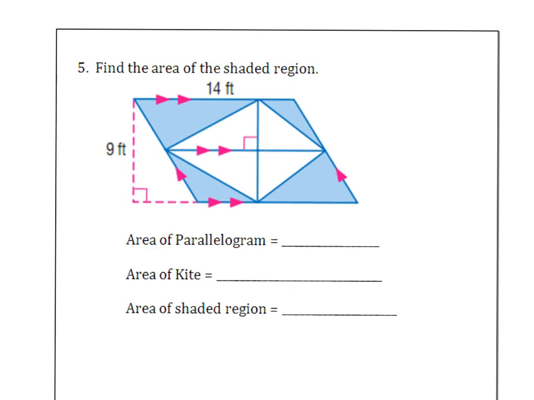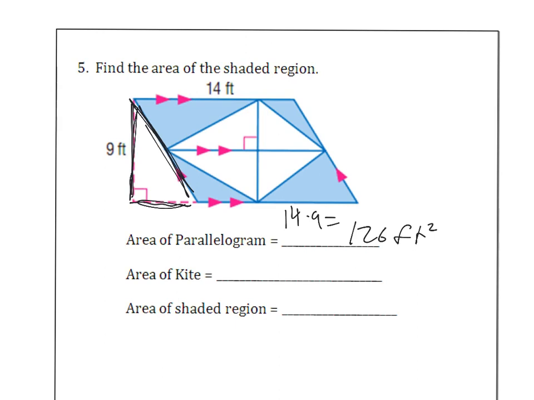All right, so figuring out the area of the shaded region. So this is 9, wait, sorry, that's not 9. This is 9. 14. I need to figure out what that is, and I need to figure out what that is. So the area of the parallelogram is going to be base times height, so 14 times 9. So that's going to be 126 feet.